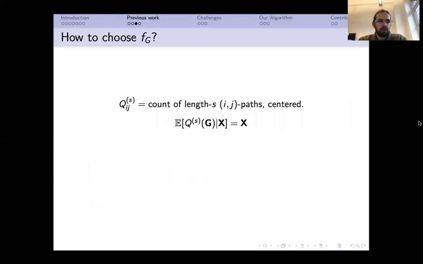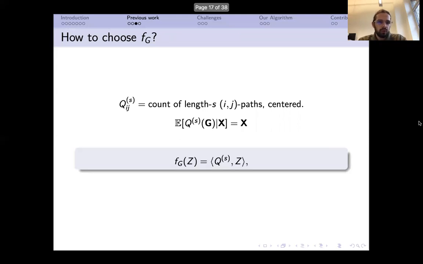So the question now is, how should we choose this f of G? It turns out that it's useful to look at the following matrix Q_S, which I'm also going to refer to as the self-avoiding walk matrix. So entry ij of Q_S essentially is proportional to the number of paths between vertex i and vertex j of length S. And this number is then centered so that the conditional expectation of Q_S is X. This is an unbiased estimator of the community matrix.